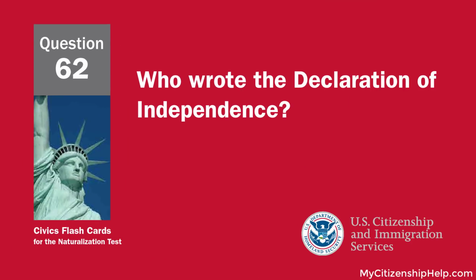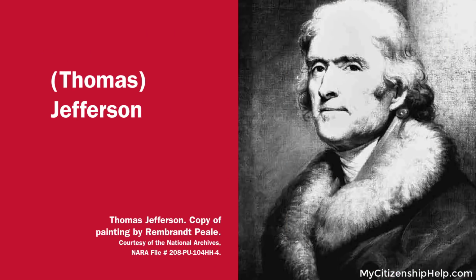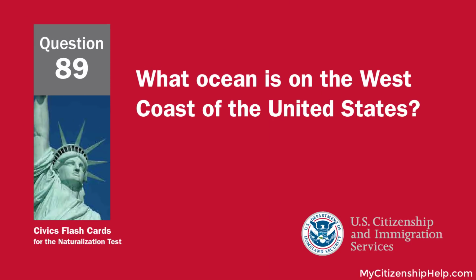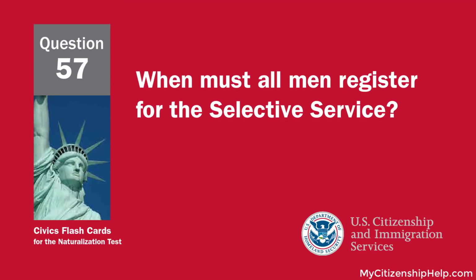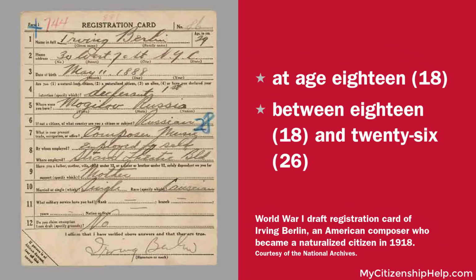Who wrote the Declaration of Independence? Thomas Jefferson. What ocean is on the west coast of the United States? Pacific Ocean. When must all men register for the Selective Service? At age 18. Between 18 and 26.